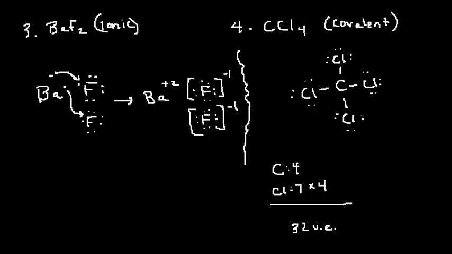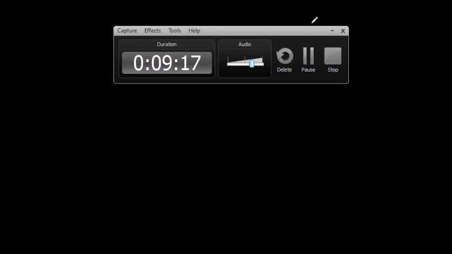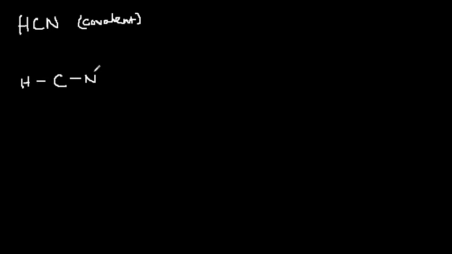I'm going to do the last 2 very quickly. All right, so HCN. Okay, when I look at that, hydrogen, nonmetal, carbon, nonmetal, nitrogen, nonmetal. If these are all nonmetals, it's going to be covalent. Okay, what goes in the middle? Well, hydrogen can't go in the middle. Nitrogen or carbon, carbon is less electronegative. Also, carbon always goes in the middle.